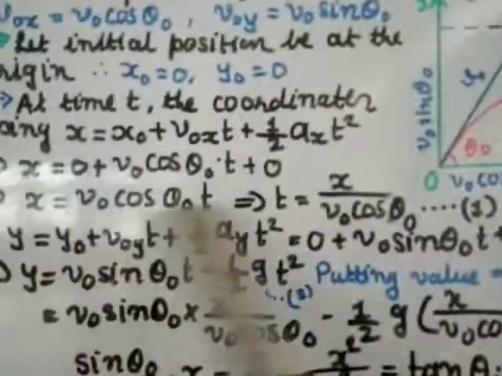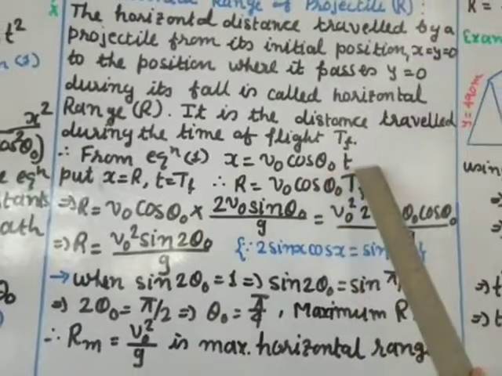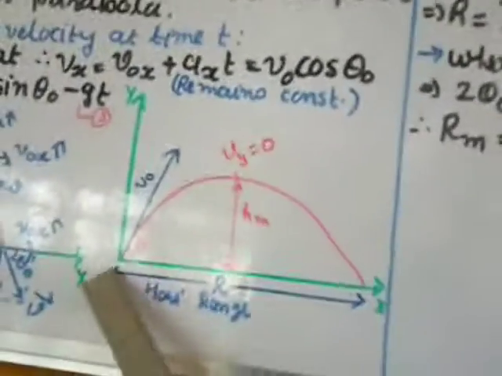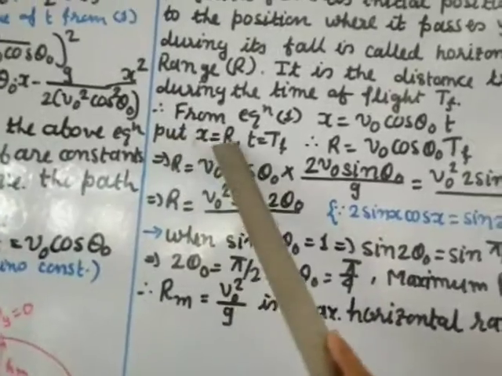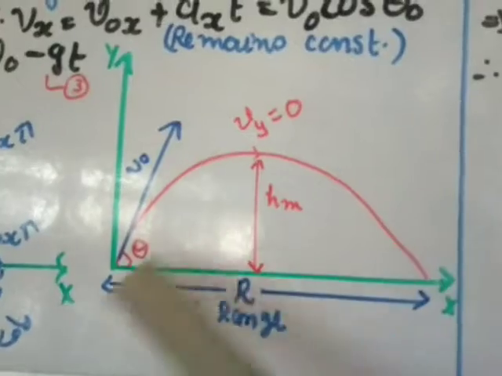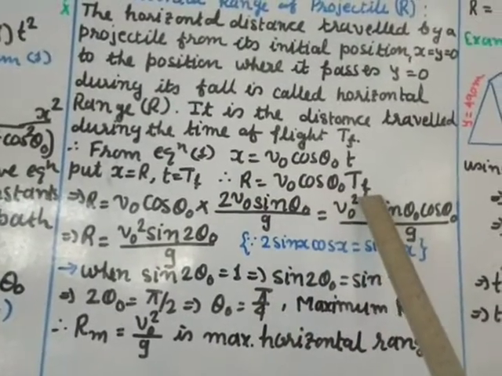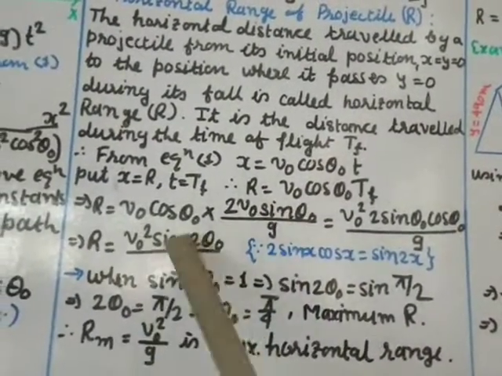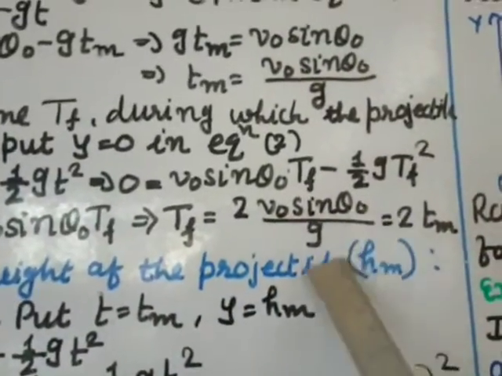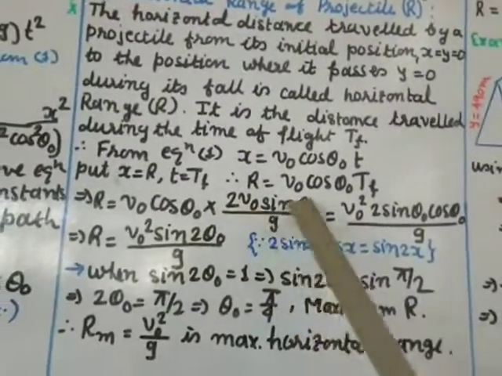This equation 1 is the one we shall use: x equals v naught cos theta naught t. Now the x value is this distance, R. So we put x as R and t equal to tf, because it takes the time of flight to go and come back here. So R equals v naught cos theta naught tf, and tf value we have found, 2 v naught sin theta naught by g. I put here 2 v naught sin theta naught by g.